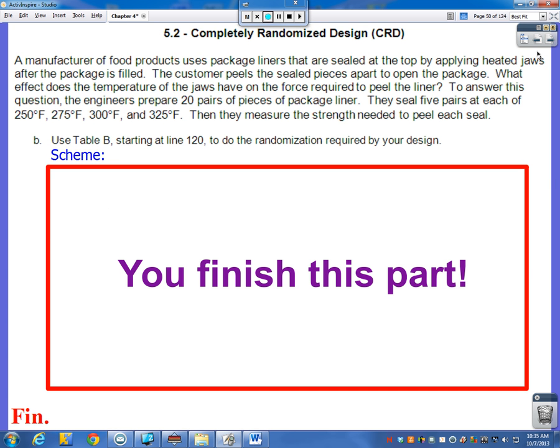Now, the very last part here is the actual scheme piece of this. So use table B starting at line 120, and you have your random number table in the back of your formula sheet to do the randomization required by your design. So I want you to write the scheme. What numbers should we use? How many numbers should we read at a time? What numbers should we ignore, skip, etc.? And then go ahead and actually do it. Tell me which 5 numbers are going to be in the 250, which 5 numbers are in the 275, which 5 are in the 300, and then your leftover 5, you can just say, go in the 325.